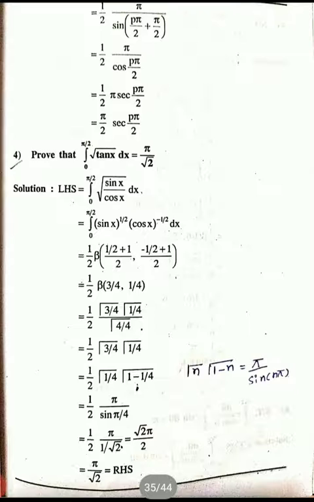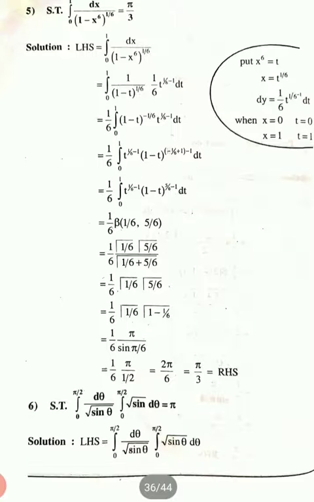Okay, applying this formula now here, gamma 1 by 4 as it is, and this 3 by 4 can be rewritten as 1 minus 1 by 4. Applying that formula, gamma n, gamma 1 minus n is pi divided by sine n pi, where n value is 1 by 4. So it is pi divided by sine pi by 4. Sine pi by 4 is 1 by square root of 2. Then solving this, we get pi divided by square root 2. So this is the solution. It's an important example.